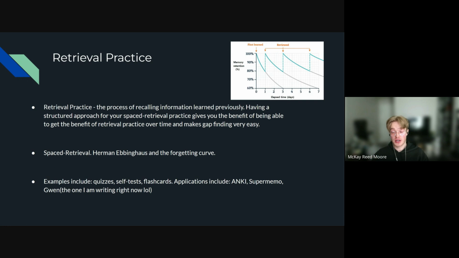So Anki is really good. Super Memo, I haven't used that one, but I've heard it's also good. And then I'm also writing an application that sort of addresses this, it's called Gwen. I haven't published anything yet. Maybe the next time I do a Tech Academy presentation, I'll have that up and running.